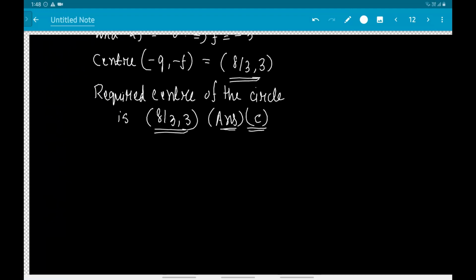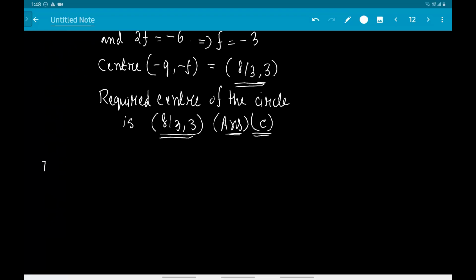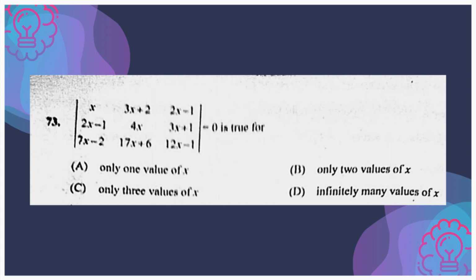So it is given that the determinant with rows x, 2x minus 1, 7x minus 2; 3x plus 2, 4x, 17x plus 6; 2x minus 1, 3x plus 1, and 12x minus 1 is equal to 0. It is given that this determinant equal to 0 is true for only one value of x, only two values of x, only three values of x, or infinitely many values of x.